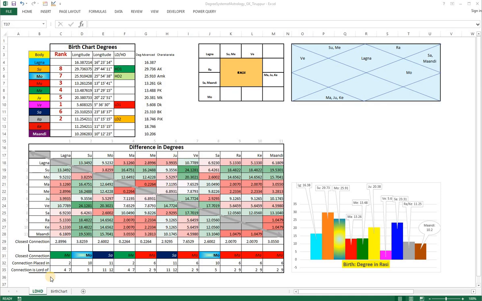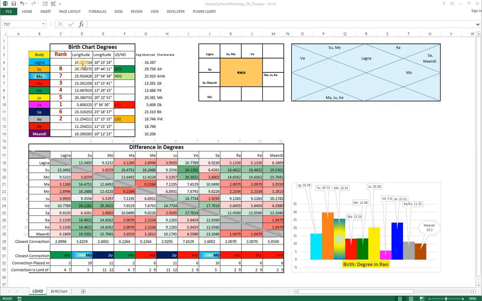So this is a file that I have created. I will enunciate how it is used, and let us see what meanings we can derive from his system. What essentially it does is, we have the longitudes of the various bodies like Lagna, Sun, Moon and all that. And he also deals a lot with Mandi, so I included that, the Upagraha Mandi also.